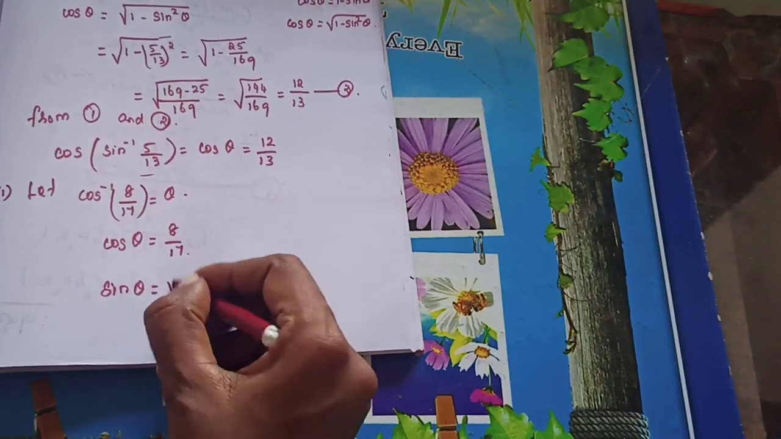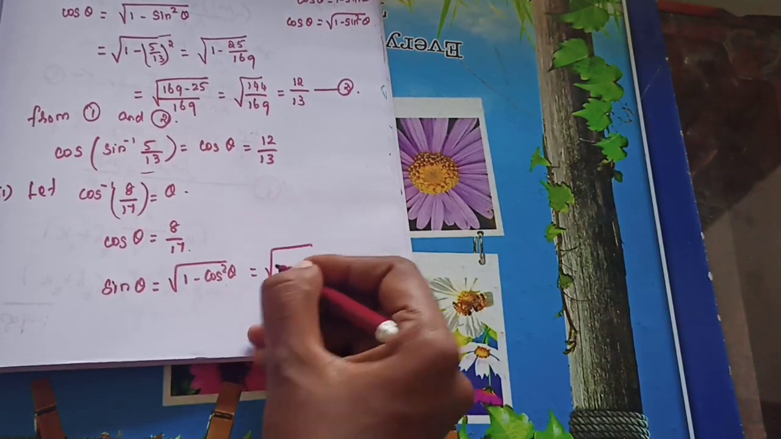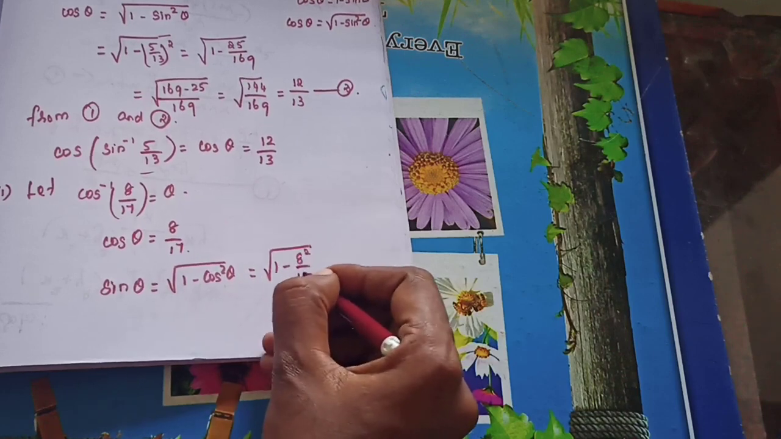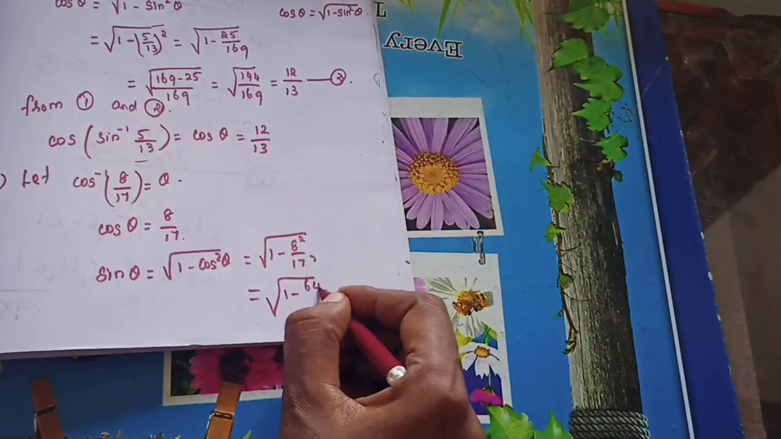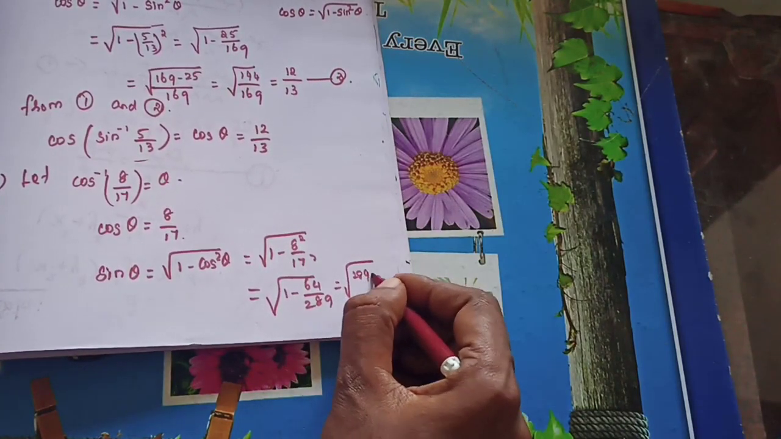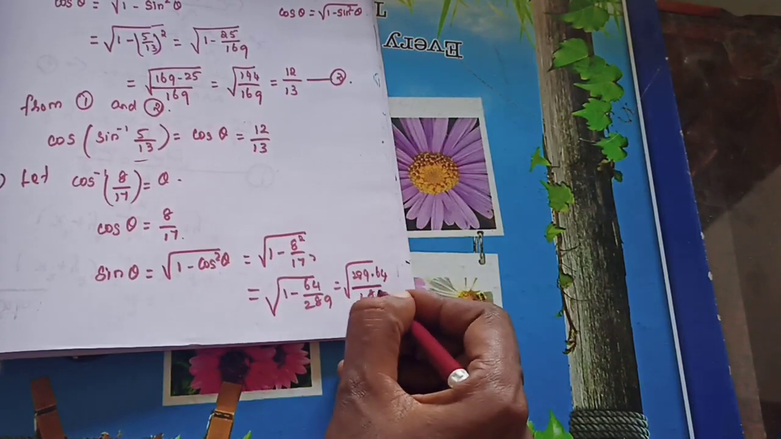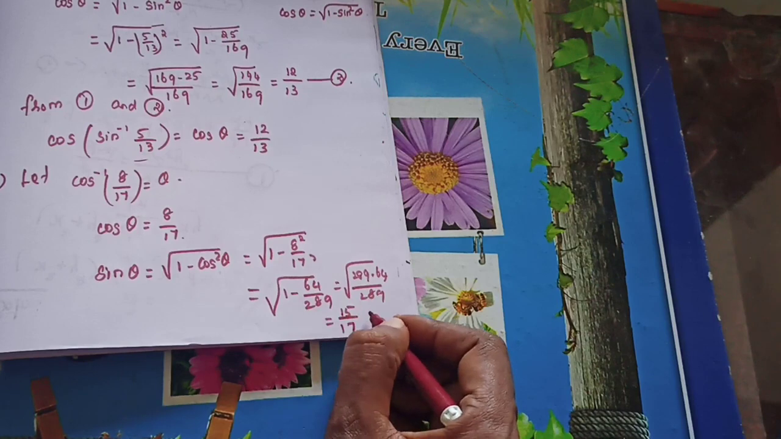So sin theta means root of 1 minus cos square theta. From this, root of 1 minus 8 square by 17 square, that's equal to square root of 1 minus 64 by 289. If you simplify, 289 minus 64 divided by 289. What's the value? 15 by 17. Take this.